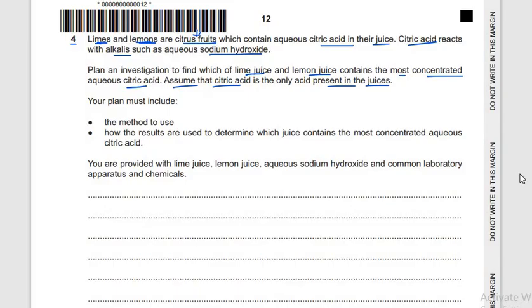Okay, your plan must include the method to use and how the results are used to determine which juice contains the most concentrated acid. Now you are provided with lime juice, lemon juice, sodium hydroxide and the apparatus and the chemicals. So if we are testing which one is more concentrated, and the hint is given here that it reacts with the sodium hydroxide, then the obvious experiment which we can do to find out the concentration is a titration. Now, if we are doing titration, we need burette and pipette, so those are the apparatus we will mention here. Along with that, we'll need an indicator also.